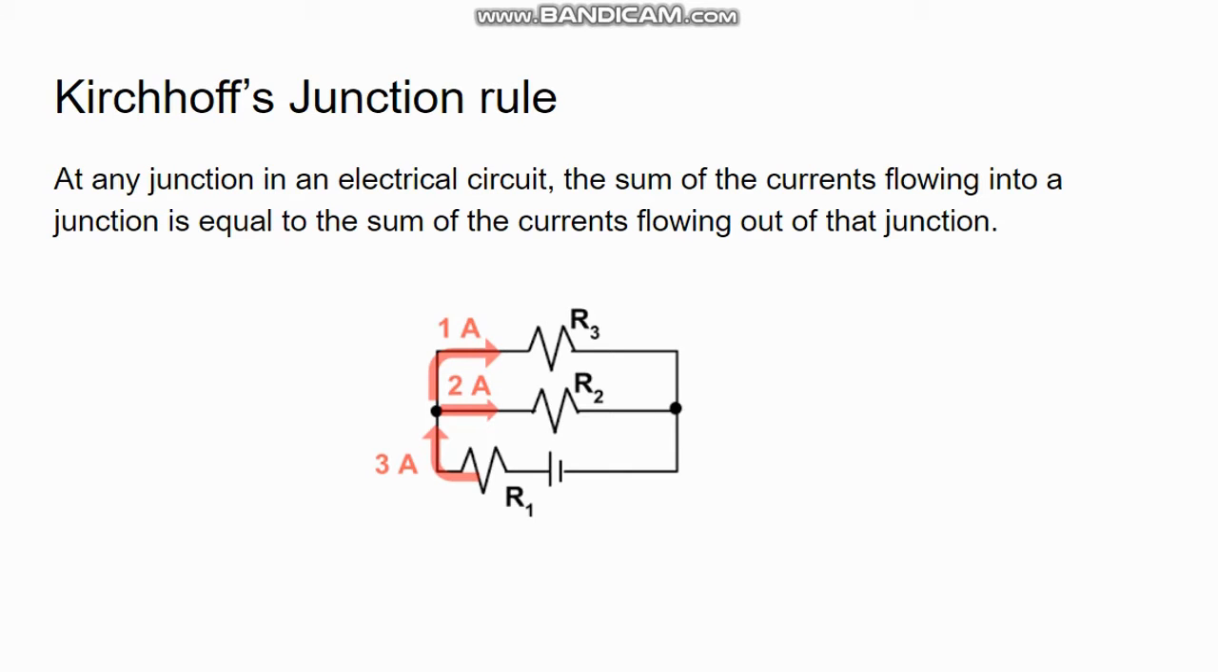Kirchhoff's junction rule states that at any junction in an electrical circuit, the sum of the currents flowing into the junction is equal to the sum of the currents flowing out of that junction. So if 3 amps flow into a junction, then 3 amps should flow out of the junction. As you can see in the diagram here, 1 amp plus 2 amps would be equal to 3 amps that are flowing.